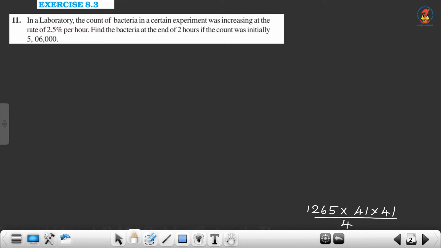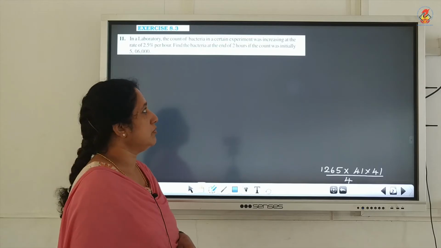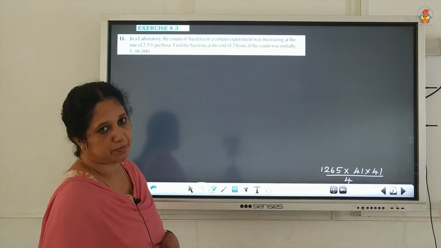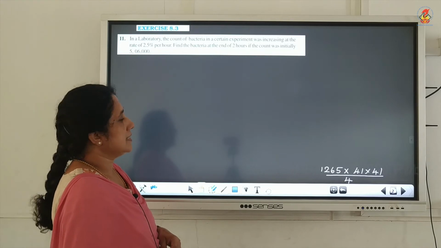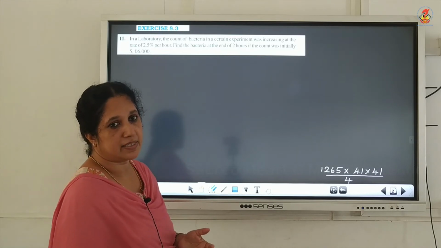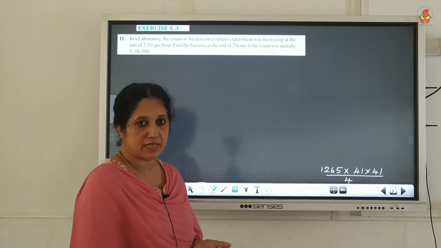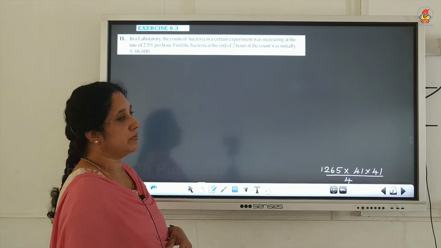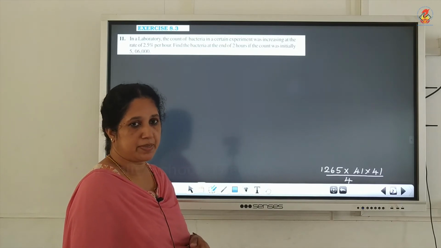Find the bacteria at the end of 2 hours if the count was initially 5,06,000. In a laboratory, the count of bacteria in a certain experiment was increasing at the rate of 2.5% per hour. There is an increase in the count of the bacteria and the rate of increase is 2.5% per hour. And find the count of the bacteria at the end of 2 hours. After 2 hours, what will be the count?